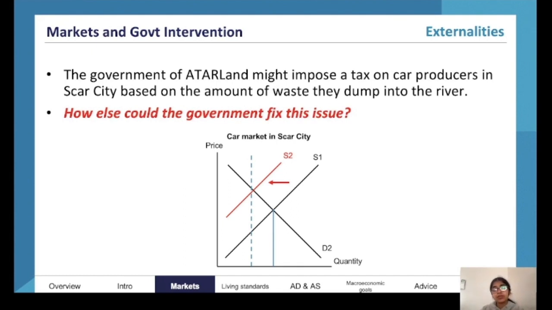Another way the government could fix this issue, there's quite a few ways. So there's taxes. Another one is just bans, like concrete bans on producing here. They might put limits on how many cars they produce and so on.